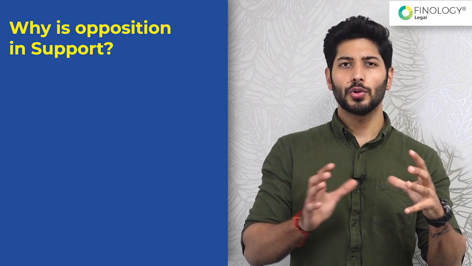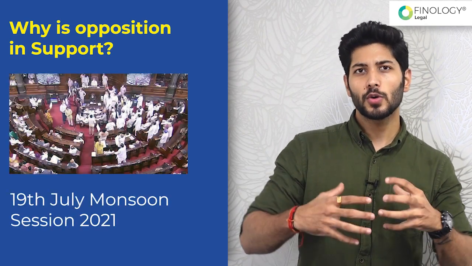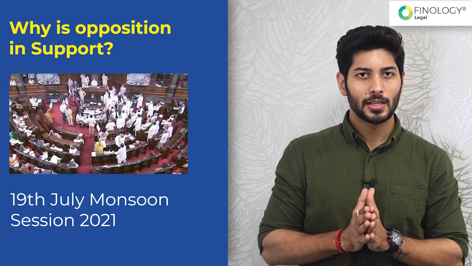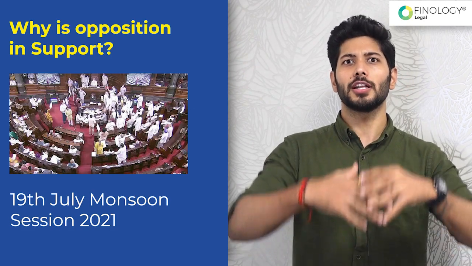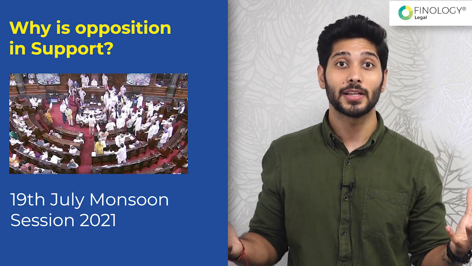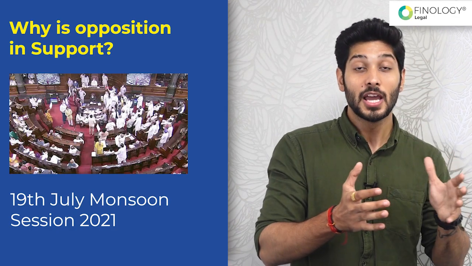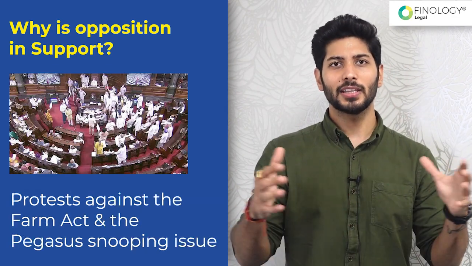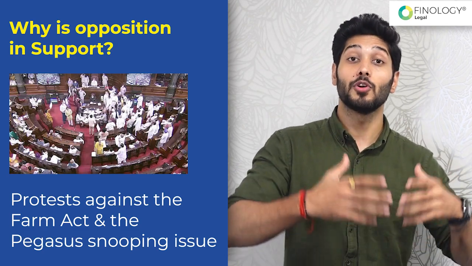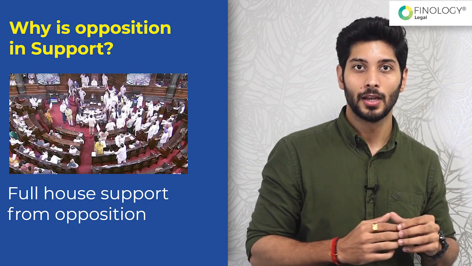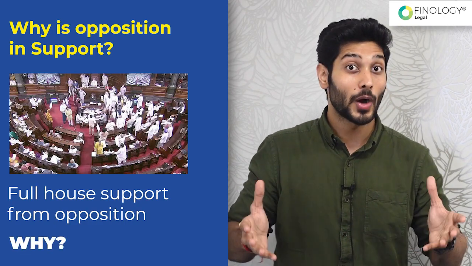Only the population of SCs and STs was collected. And now let's move on to a very interesting question: why was the opposition in support of this bill? Because amidst this monsoon session which commenced from 19th of July, we have seen what a debacle the opposition has caused in the parliament by protesting against the farm laws, the Pegasus snooping case and not letting the parliament function properly. But to our surprise, there was full house support in favor of this bill. Now, the obvious question is why?